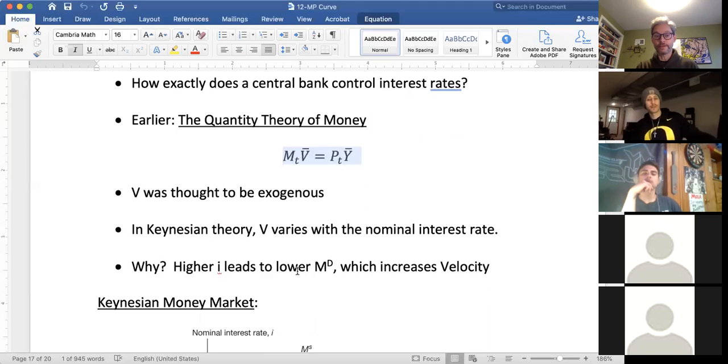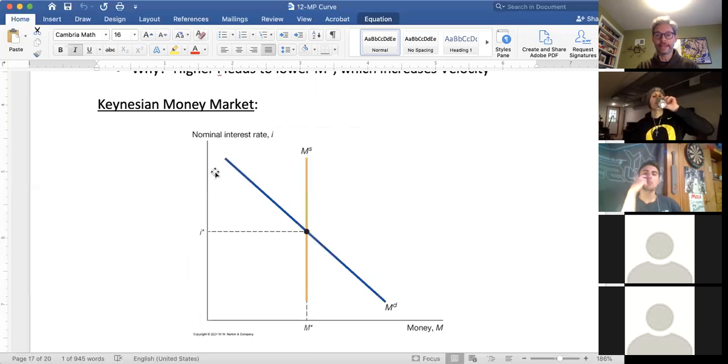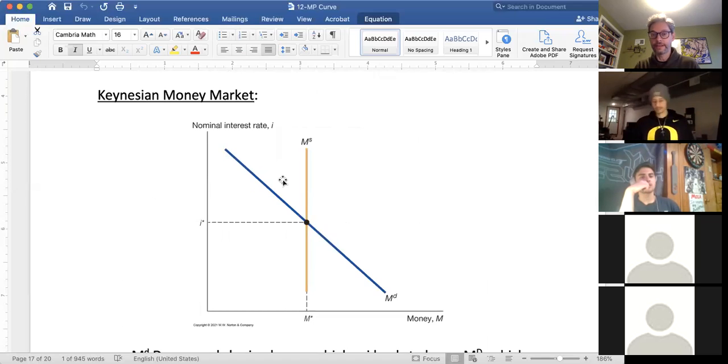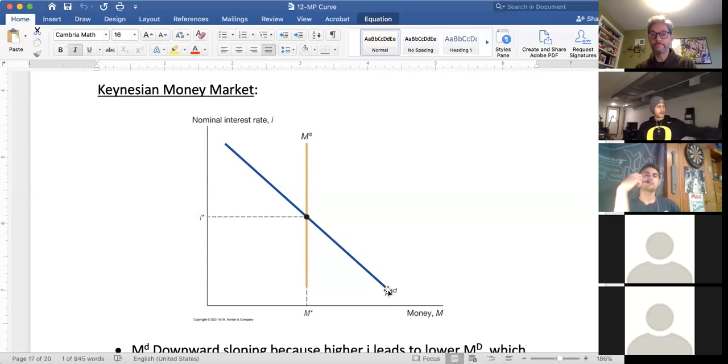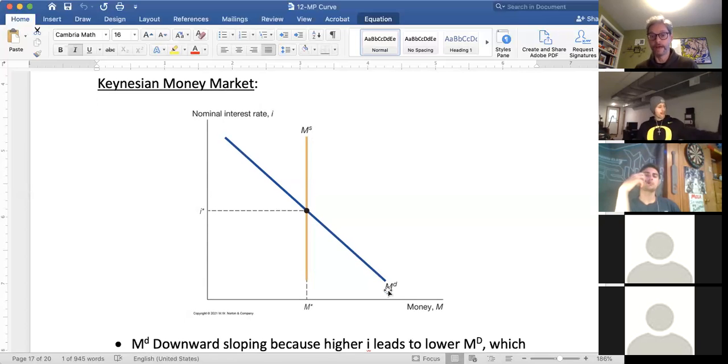So money demand in the Keynesian or short run model looks a lot different than it did in the classical model. Here we assume that money demand goes down as the interest rate goes up, and money demand goes up as the interest rate goes down. And remember, money demand moves inversely with velocity. So when money demand goes down, velocity goes up. So velocity and money demand are not fixed in this short run model. So what determines the interest rate? The interest rate is just determined by money demand and money supply.